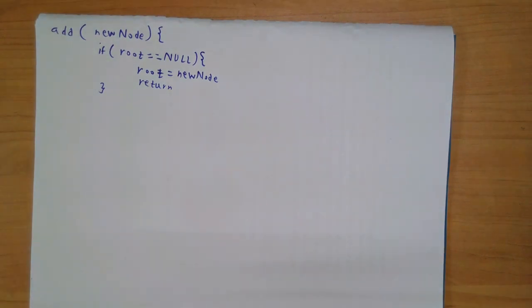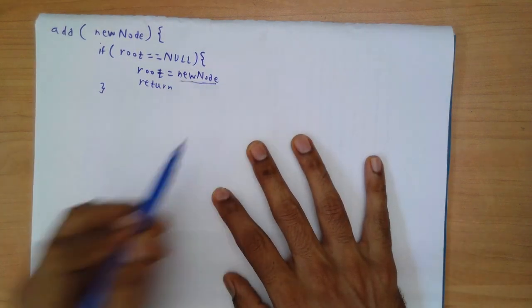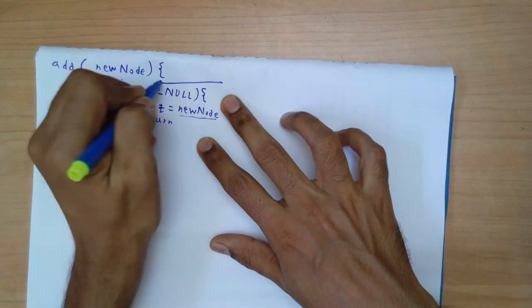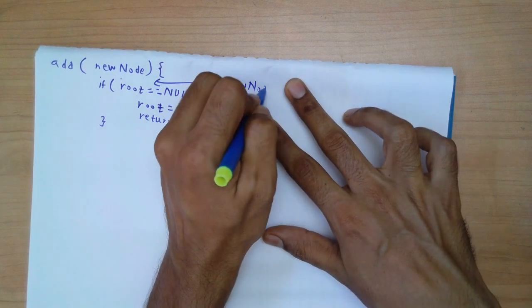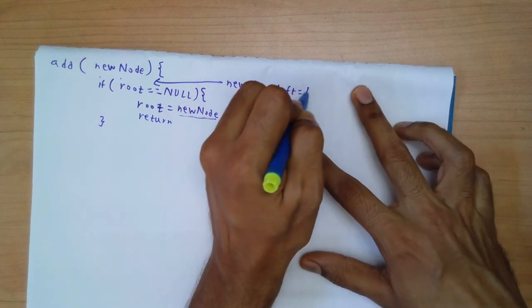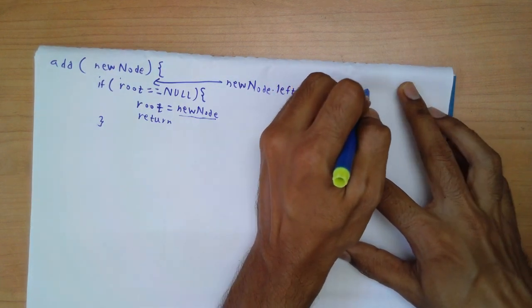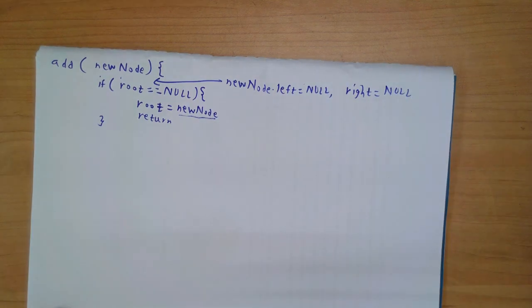However, if my tree is not empty, there is something else I need to do. But before that, let's make sure that this new node is properly formatted. So what we will do, right here at the beginning, is ensure that this new node dot left, we'll set it to null, and we'll set also the right equal to null for this new node. That is something we have to do.